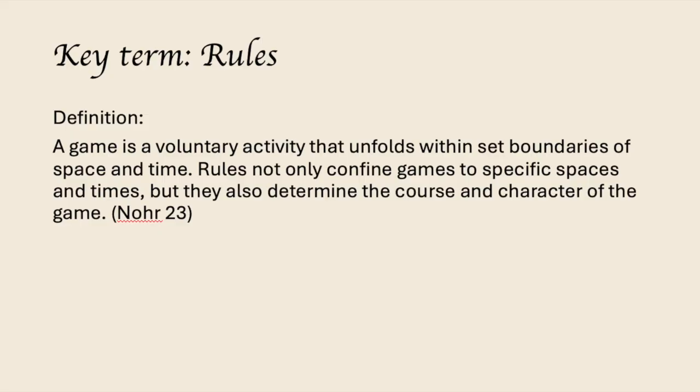The second key term is rule. The definition of rule, according to our reading material How to Play Video Games, chapter Tetris Rules, the author Noor mentions that a game is a voluntary activity that unfolds within set boundaries of space and time. Rules not only confine games to specific spaces and times, but they also determine the courses and the characters of the game.